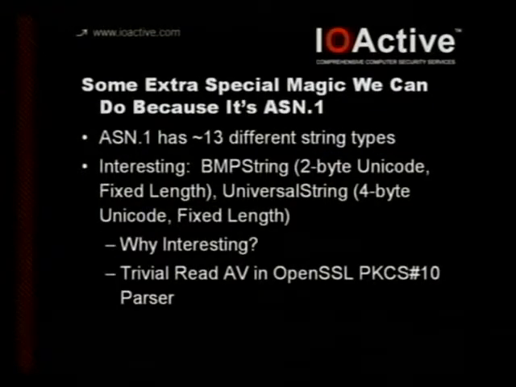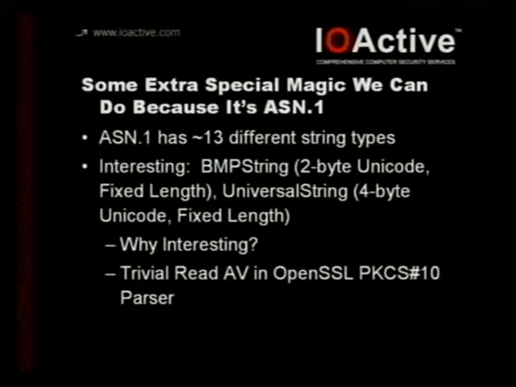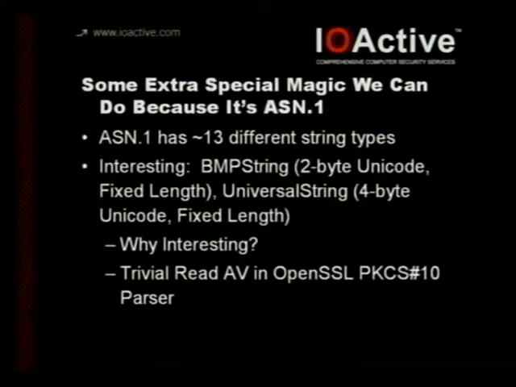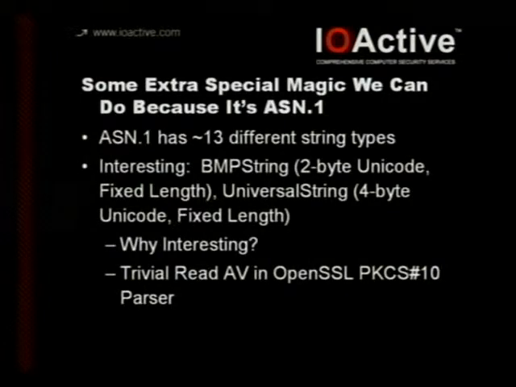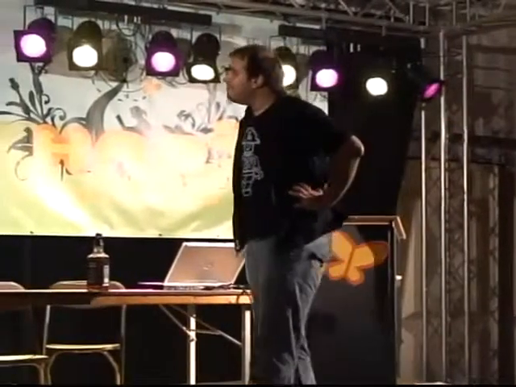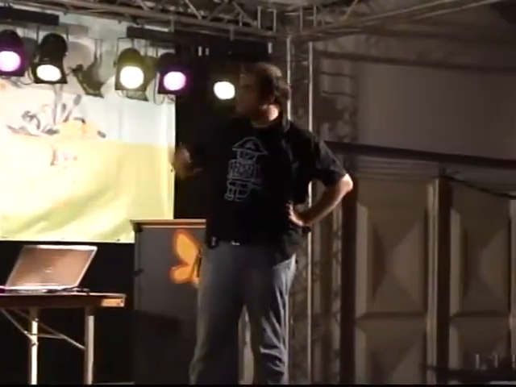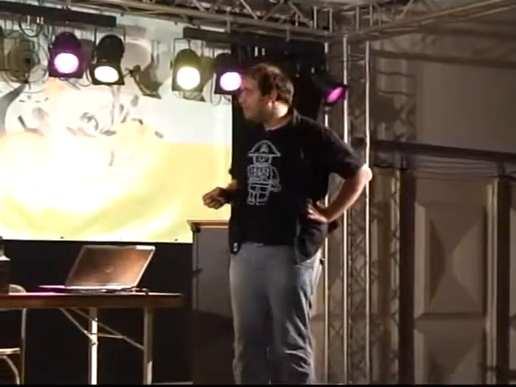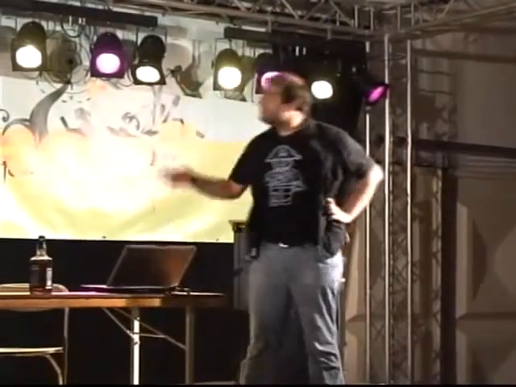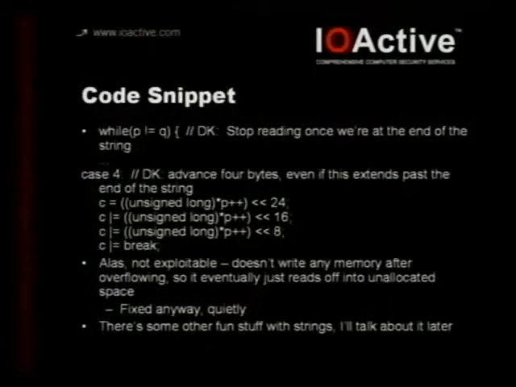There's some magic that we can do in that printable string field. First off, there are 13 different types of strings in ASN1 because they hate me. And the easy thing you can do is use some of the multi-byte encodings. It turns out this creates a trivial read AV in OpenSSL's PKCS10 parser. What they were doing is saying, let's keep reading until we're at the end of this string, and then skip either 2 bytes or 4 bytes until they got to the exact end of the string.